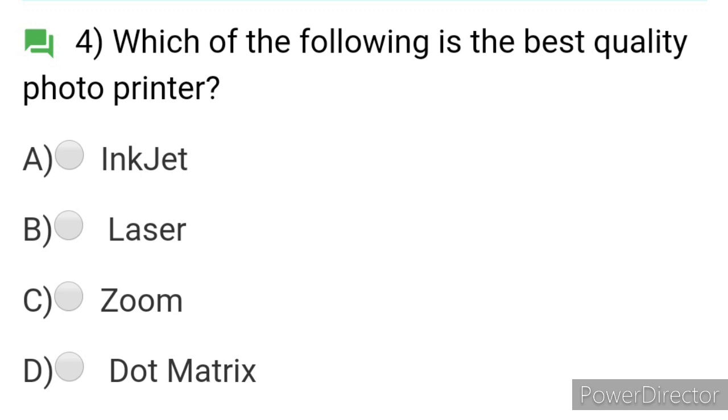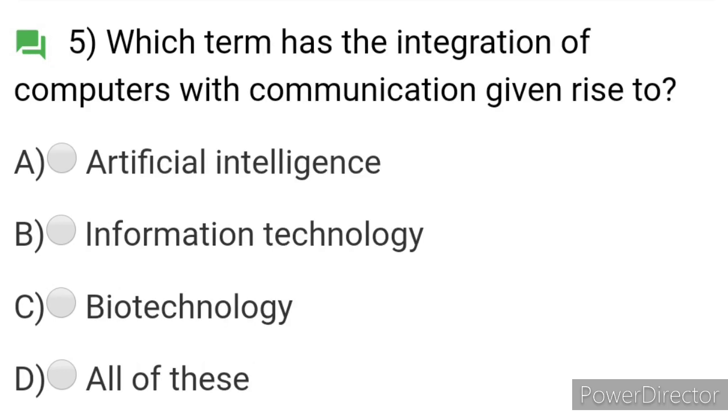Students, which of the following is the best quality photo printer? Don't use Google, just your skills. Use your skills. Which term has the integration of computer with communication given rise to?